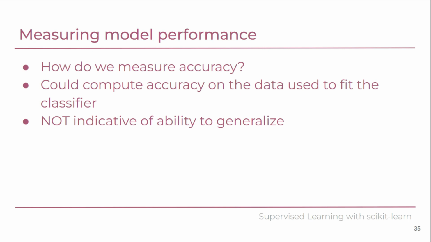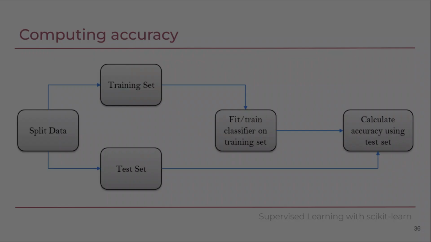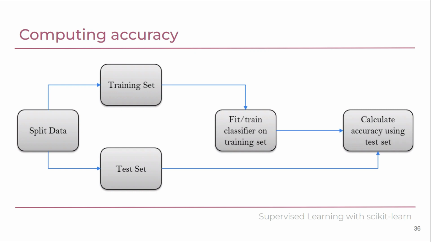We could compute accuracy on the data used to fit the classifier. However, as this data was used to train the model, performance will not be indicative of how well it can generalize to unseen data, which is what we are interested in. It is common to split data into a training set and a test set. We fit the classifier using the training set, then we calculate the model's accuracy against the test set's labels.